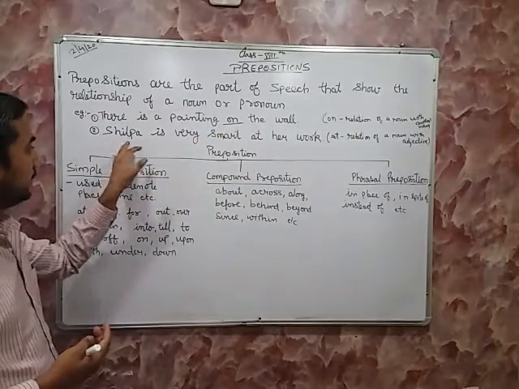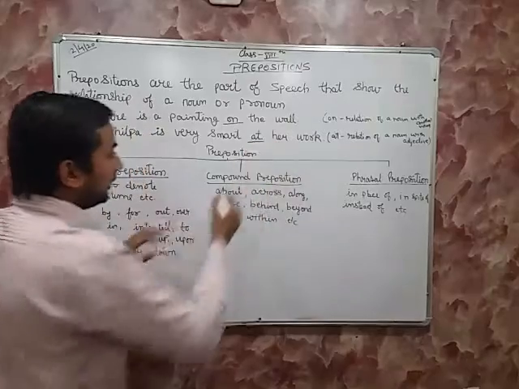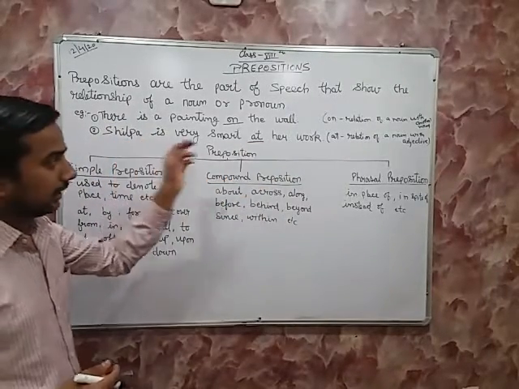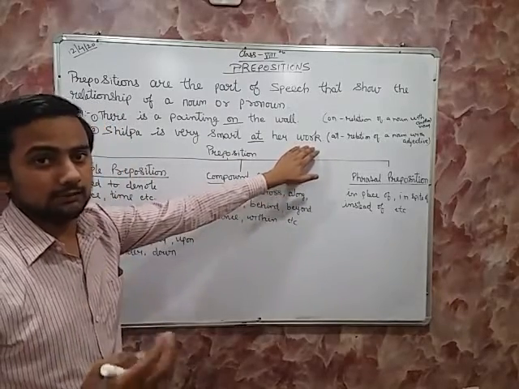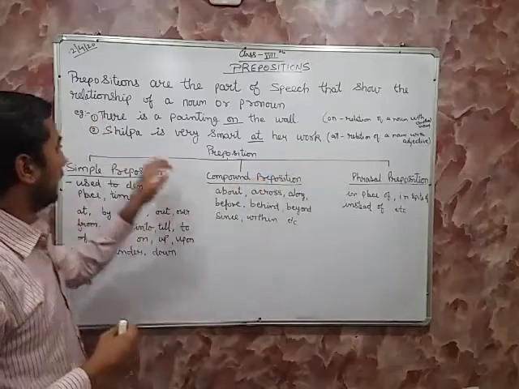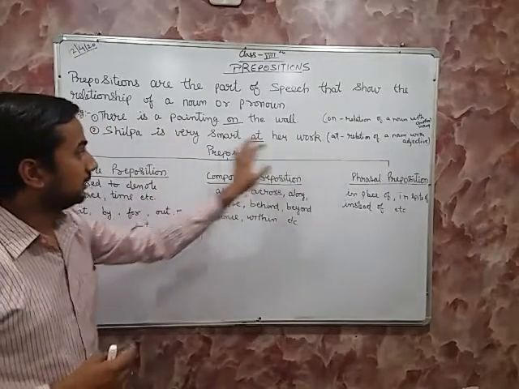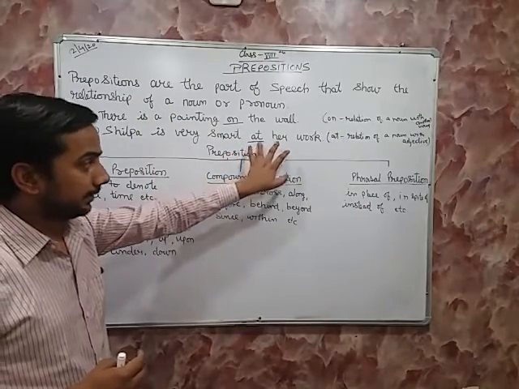Now the second example is: Shilpa is very smart at her work. Here, "at". Now see, one noun is Shilpa and the other is her work. So work is an adjective. It's not a noun, it's an adjective. And Shilpa is a noun. So a noun and an adjective have some relation that is expressed by a preposition, that is "at".